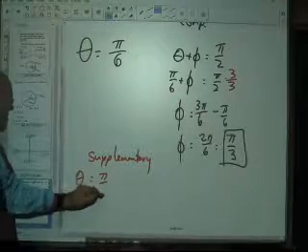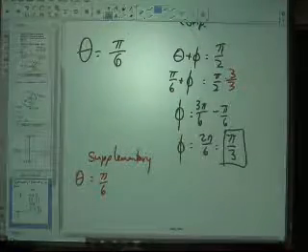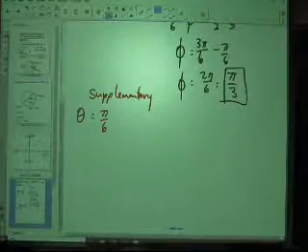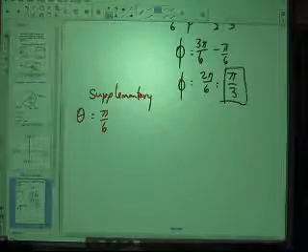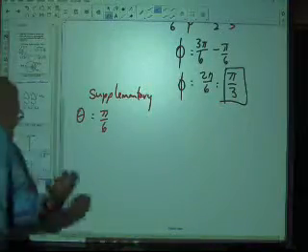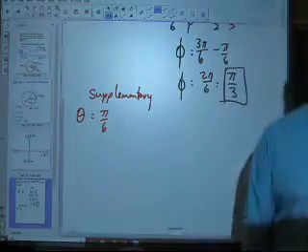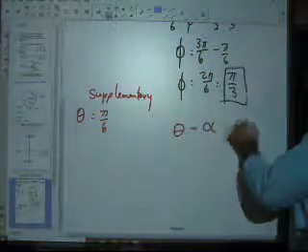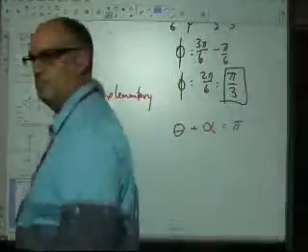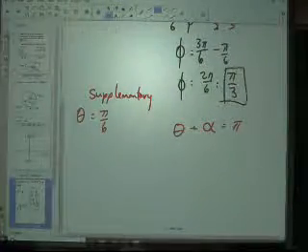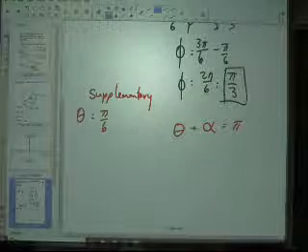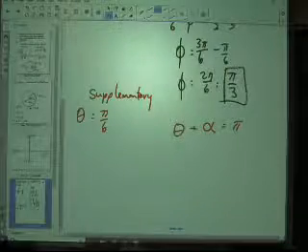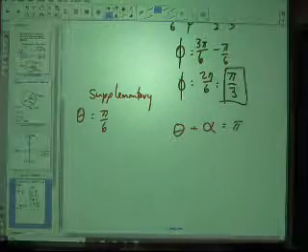Okay, so now for supplementary angles. For supplementary angles, we have two angles that add to two right angles, correct? So theta plus alpha is equal to pi. Beta plus alpha equals pi. That's a lowercase alpha.